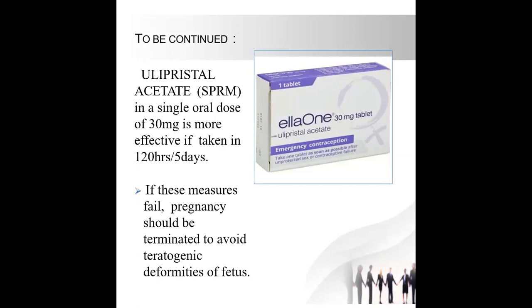If these measures fail, pregnancy should be terminated to avoid teratogenic deformities of the fetus. So even after using all the above available oral contraceptives, like the monophasic, biphasic, triphasic, and progesterone-only pill, and then the emergency contraceptive methods like the 3 methods, if there is a failure of the methods and pregnancy results, we need to terminate the pregnancy to avoid the teratogenic effects in the fetus.